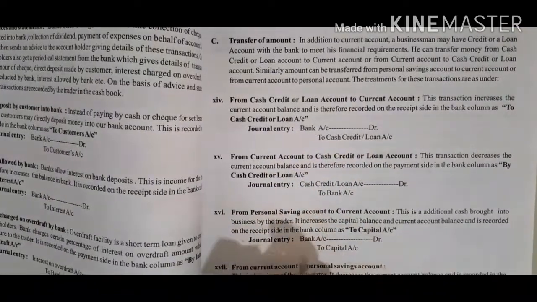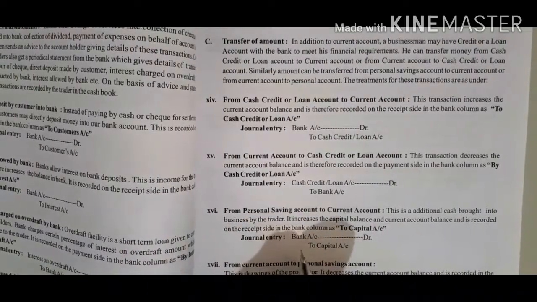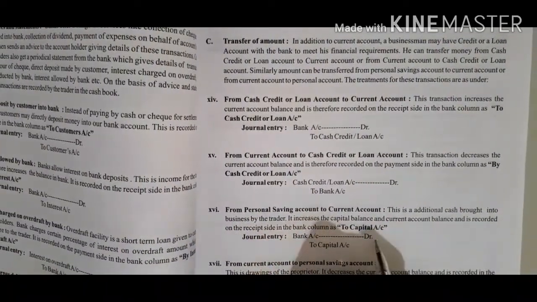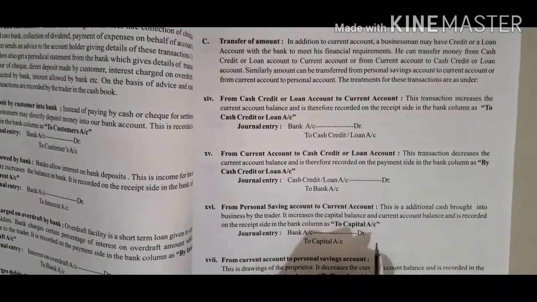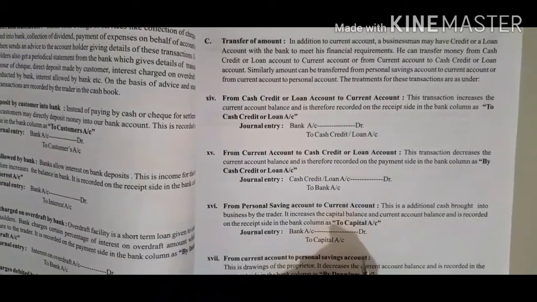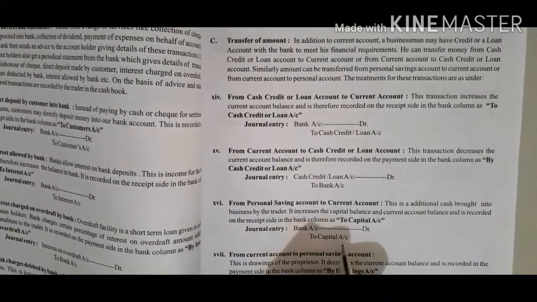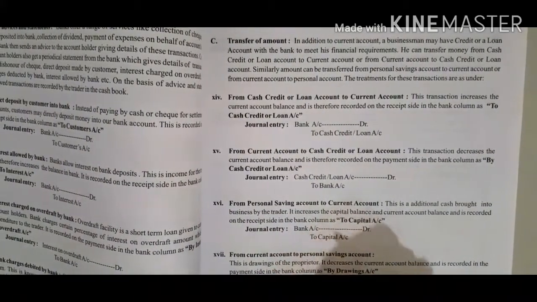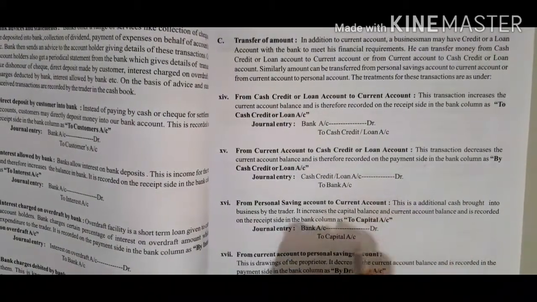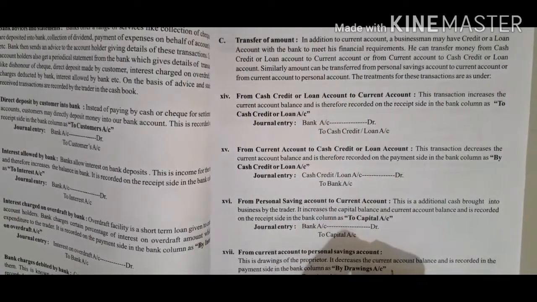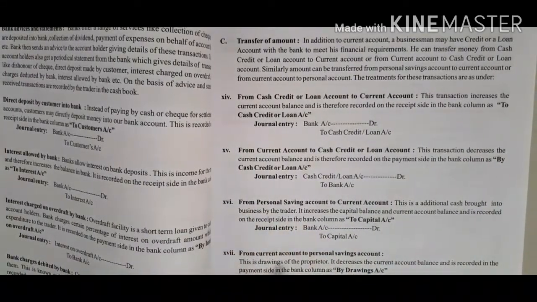Now here you have to record to capital account on the receipt side, but the amount in the bank column. How? Bank account debit to capital account. Now bank account is getting that amount from the personal savings account of the businessman, so debit the receiver, the bank, and in what respect is it getting? To capital, because additional cash is being brought and capital is being introduced. So capital, credit the giver, whoever is giving the amount. So this is how the entry is made.